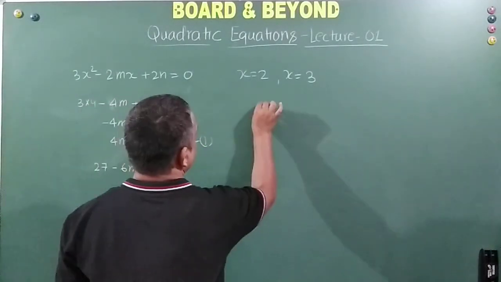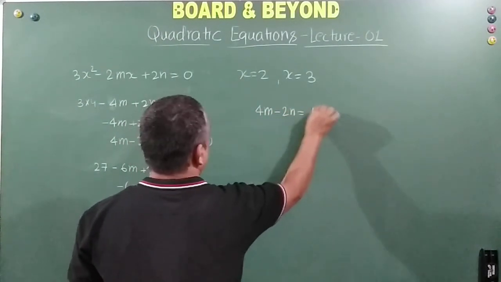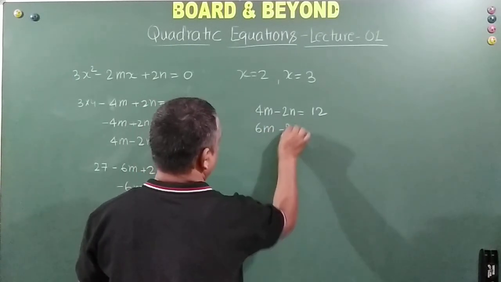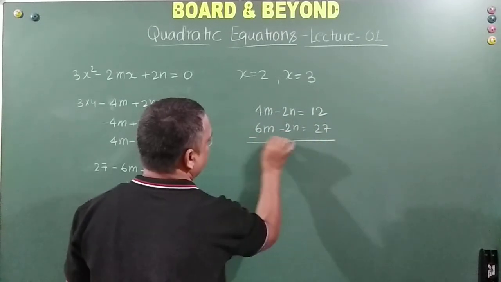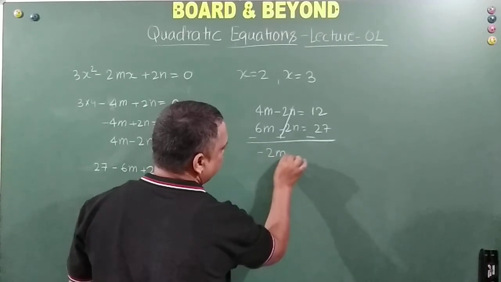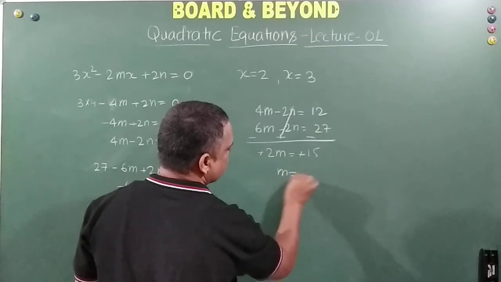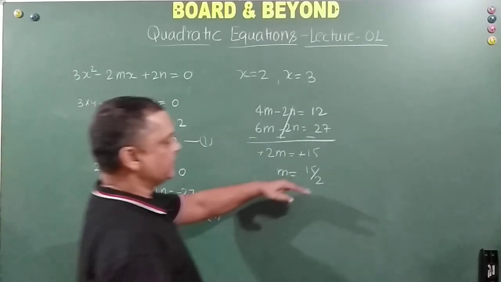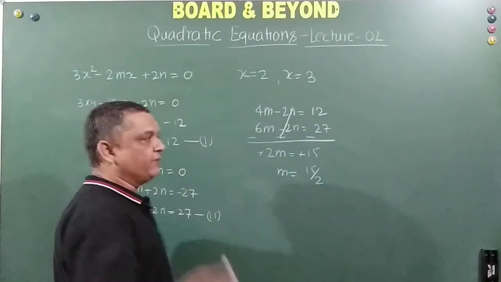So this is 4m minus 2n is equal to 12, and 6m minus 2n is equal to 27. Right friends? We just subtracted. This gets cancelled. So this becomes minus 2m is equal to minus 15. So m is equal to 15 by 2. Once we have got the value of m, we can substitute it here and then try to find the value of n.